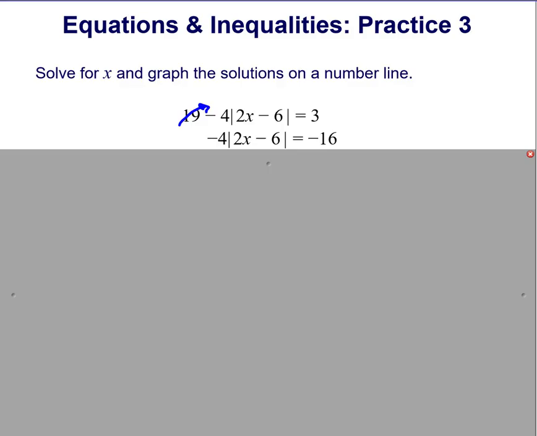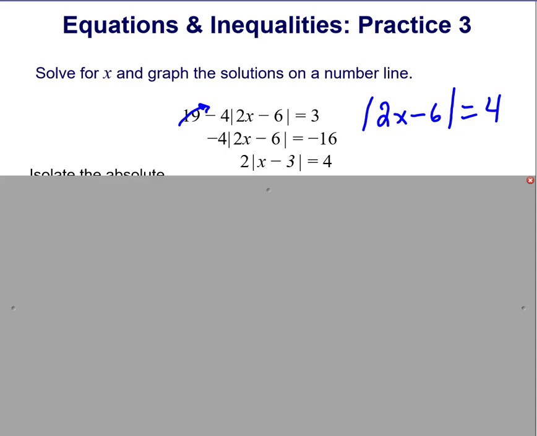And when I divide both sides by negative 4, that's going to leave me with the absolute value of 2x minus 6 is equal to a positive 4. Negative 16 divided by negative 4 is positive 4. Now what I'm going to do is, you'll notice both of these are divisible by 2. I'm going to factor out a 2, and I end up with 2 times the absolute value of x minus 3 is equal to 4.